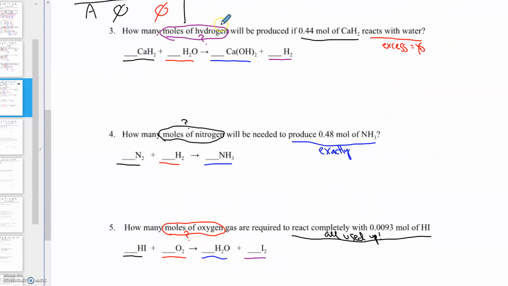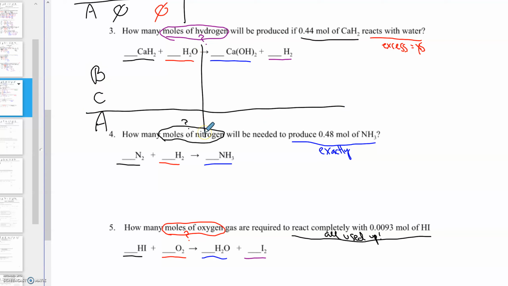Okay, how many moles of hydrogen would be produced if 0.44 moles of CaH2 reacts with excess water? So this is a BCA problem. Before, change, after. Set up your lines, separate the reactants and the products. 0.44 moles of CaH2. So 0.44, it's going to be completely reacted. So that means I'm going to use up all 0.44. There'll be none left when I'm done. There also should be no extra water. Before I start, there are no products.